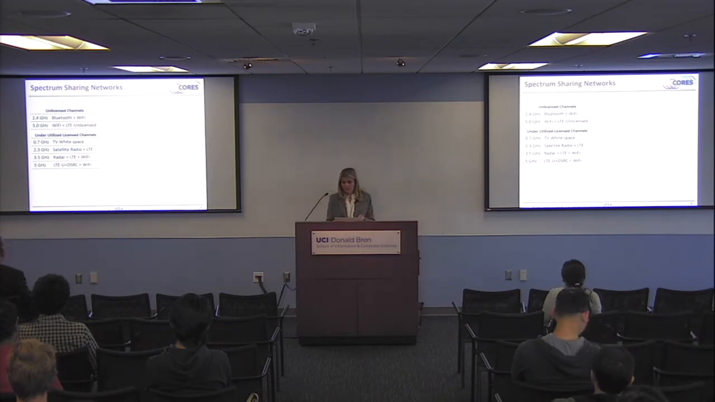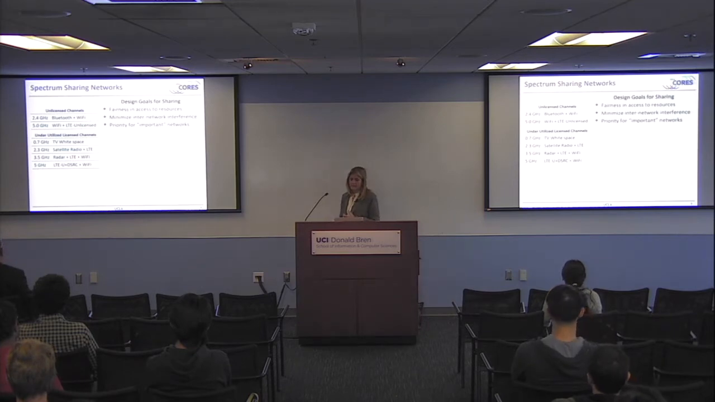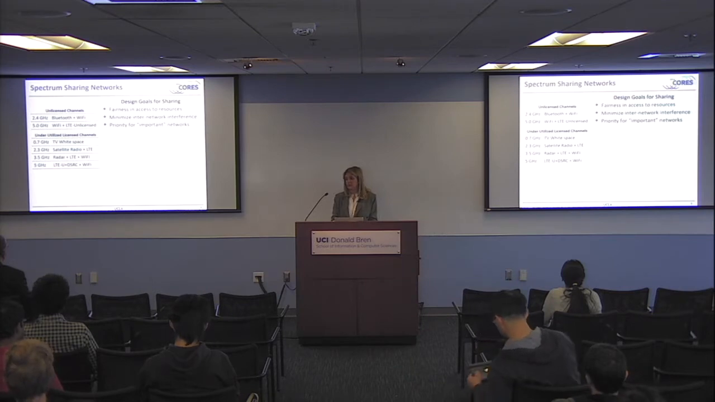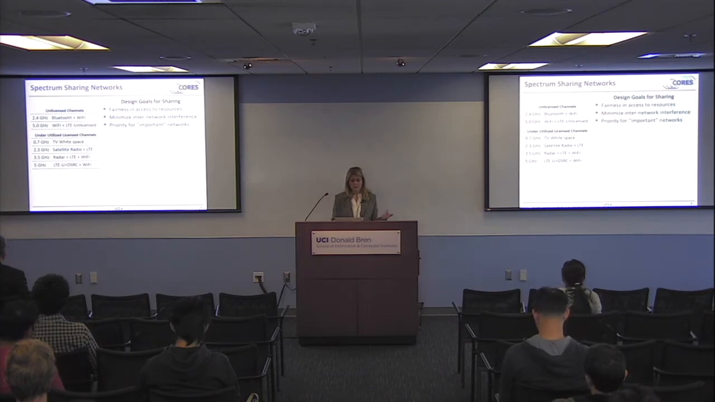So what are the design goals for sharing? This is very high level, but what you would like to do is introduce fairness among users, and that's what unlicensed technologies were required to do. No user was allowed to grab the spectrum and use it and prevent others from using it, like a CSMA type of protocol in Wi-Fi. You also want to minimize the interference between the networks, and if there is a priority, and sometimes priority is enforced, let's say in TV white space, those were the primary, they wanted priority to the spectrum.